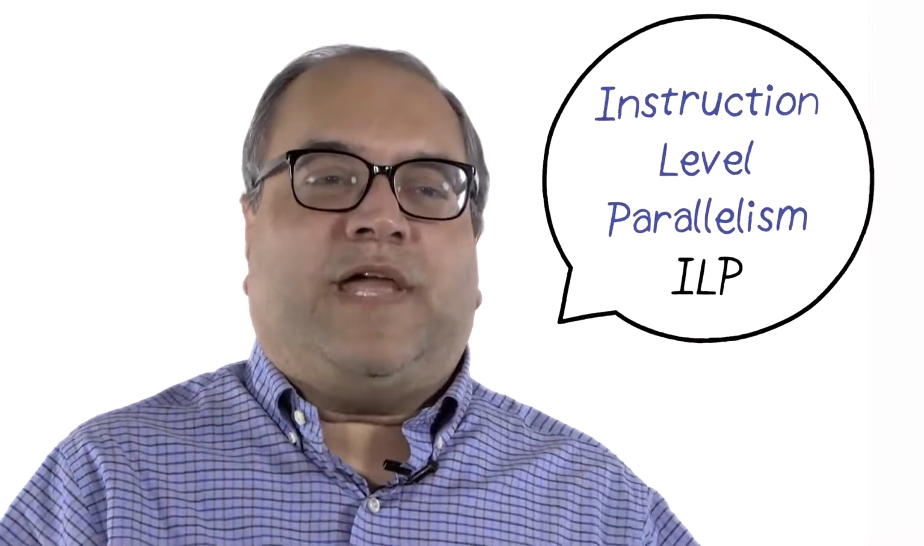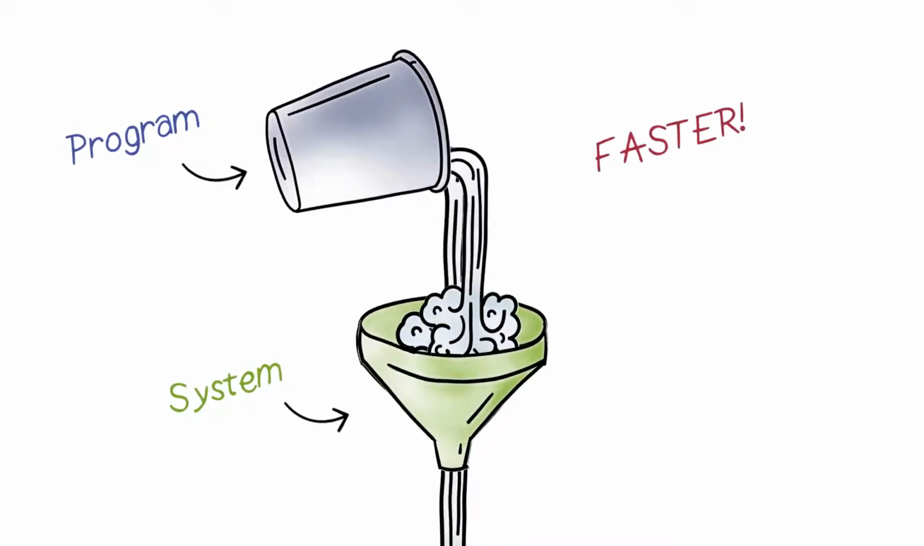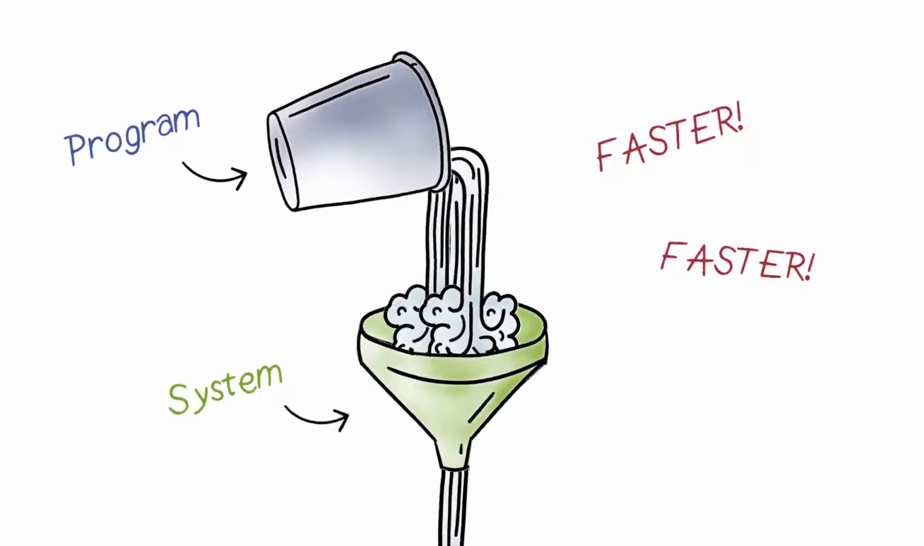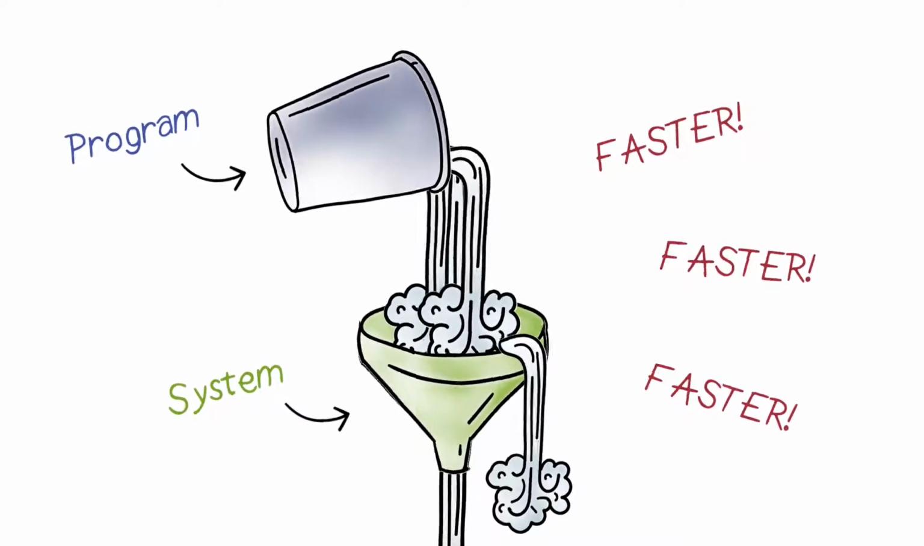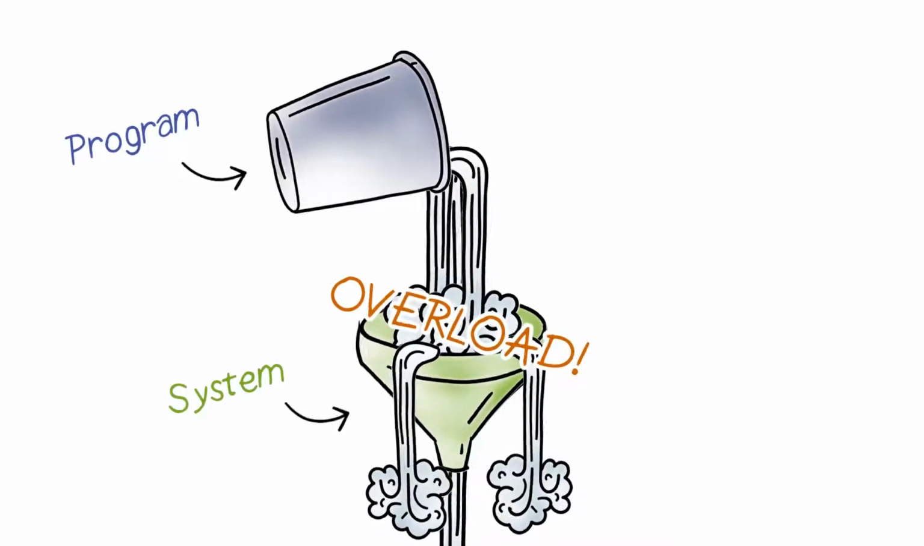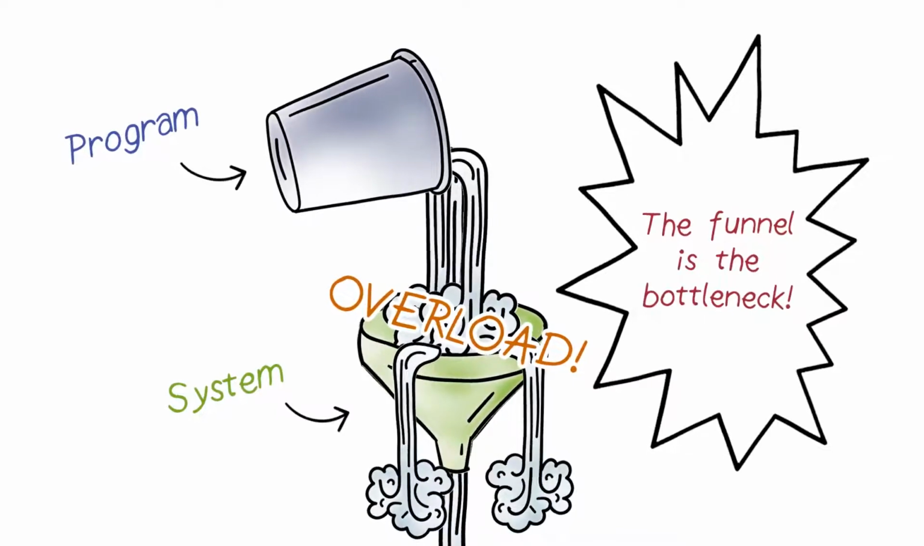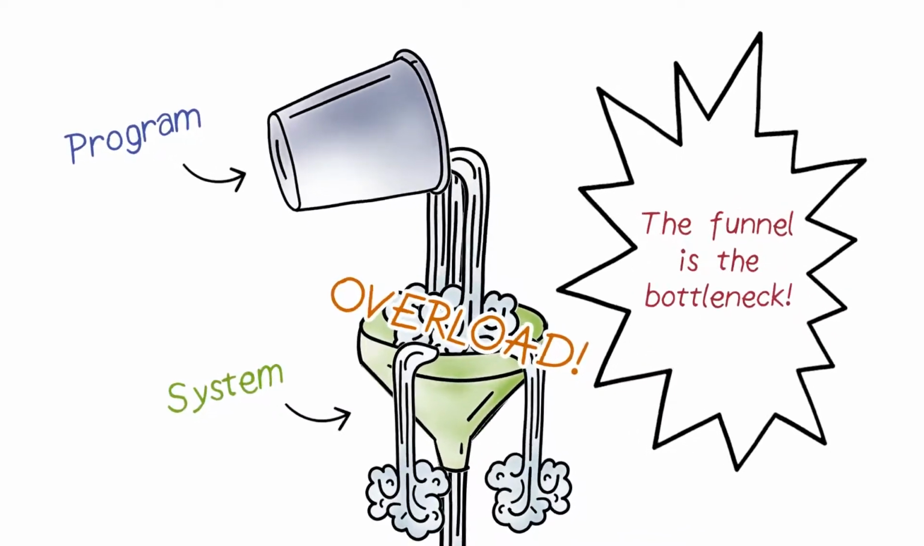Think of ILP this way. We have a program that we need to execute. Everything is working well, but now we want the program to execute faster. If we don't change the system, in our case this funnel, our system will be overloaded. The catch? The funnel is the bottleneck. Well, we are going to change the funnel to make the program faster.